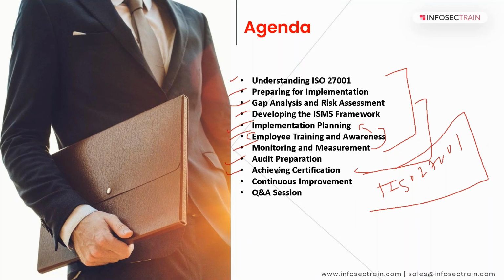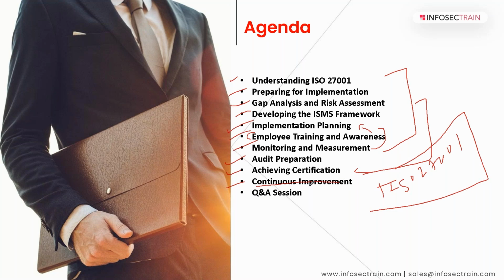So, on achieving a certification, we are going to talk about how an organization can navigate the certification process, how they are going to select a certification body, and after that, how they are going to prepare for the external audit, the stage 2 audit. Once they get a certificate, after that they are going to go with continuous improvement.